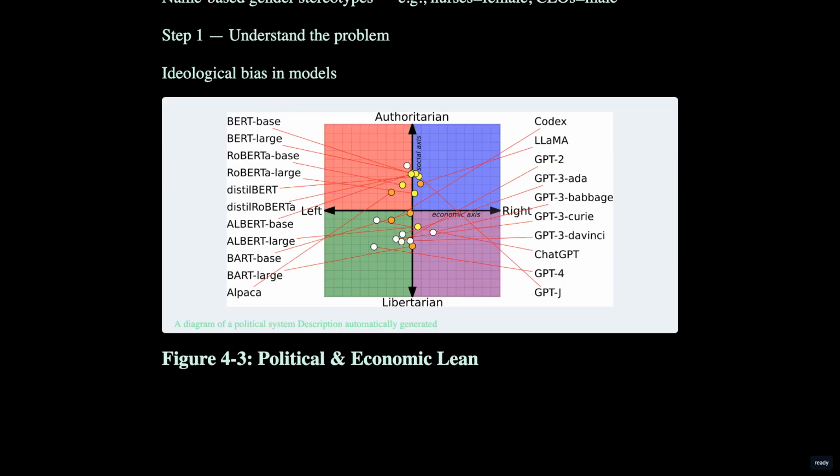This figure from Fong et al. 2023 compares several foundation models on political, left, right, and economic axes. We'll look for clusters and outliers to understand systematic bias patterns across models.